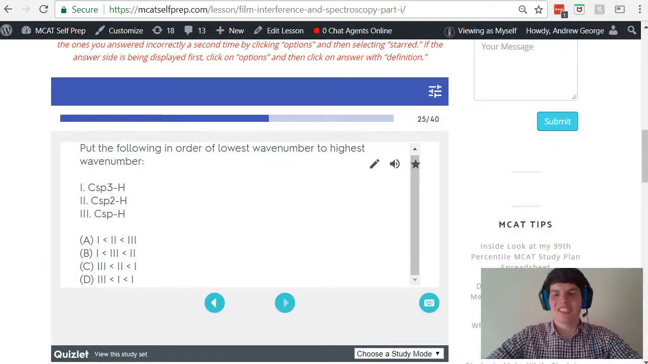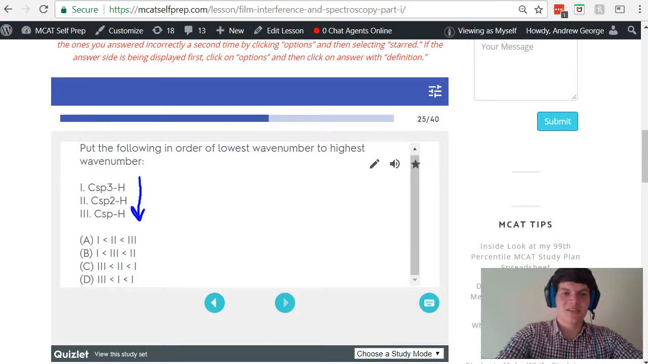This problem is challenging because it follows a long train of thought. To start out, let's think about the key difference between these three types of bonds. The key difference here is the percent S character. CSP bonds have 50% S character, SP2 bonds have 33% S character, and SP3 bonds have 25% S character. So, S character is going to increase in this direction.